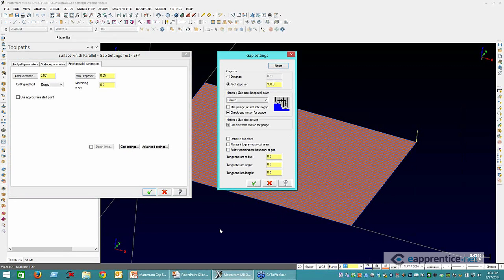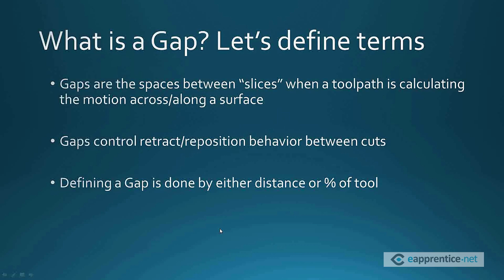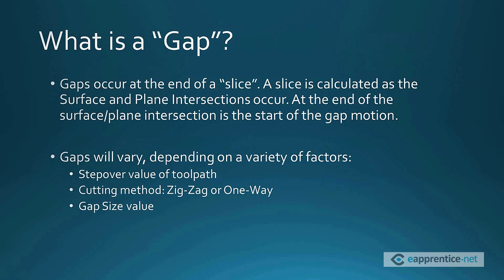Let me switch back to the presentation real quick. So what is a gap? Gaps occur at the end of a slice. A slice is calculated as the surface and plane intersections occur. At the end of the surface and plane intersections is the start of the gap motion.